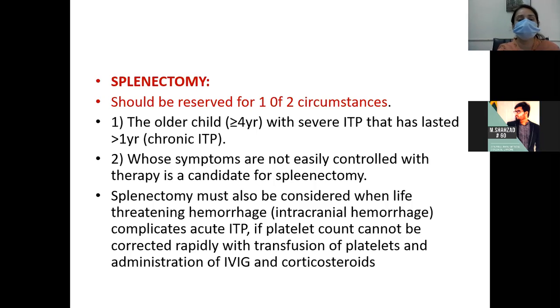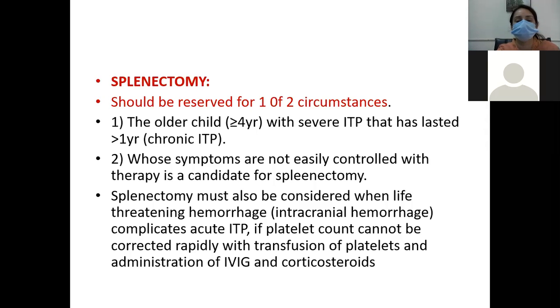Number one, the older child, it means if the age of the child is more than 4 years, with severe ITP that has lasted for 1 year. It means in chronic ITP, if a patient's age is more than 4 years and he has severe ITP, and he has been suffering from this ITP for more than 1 year, then we can do splenectomy. And the second is whose symptoms are not easily controlled with therapy. These are not controlled with these medications. So these patients are the best candidates for splenectomy.